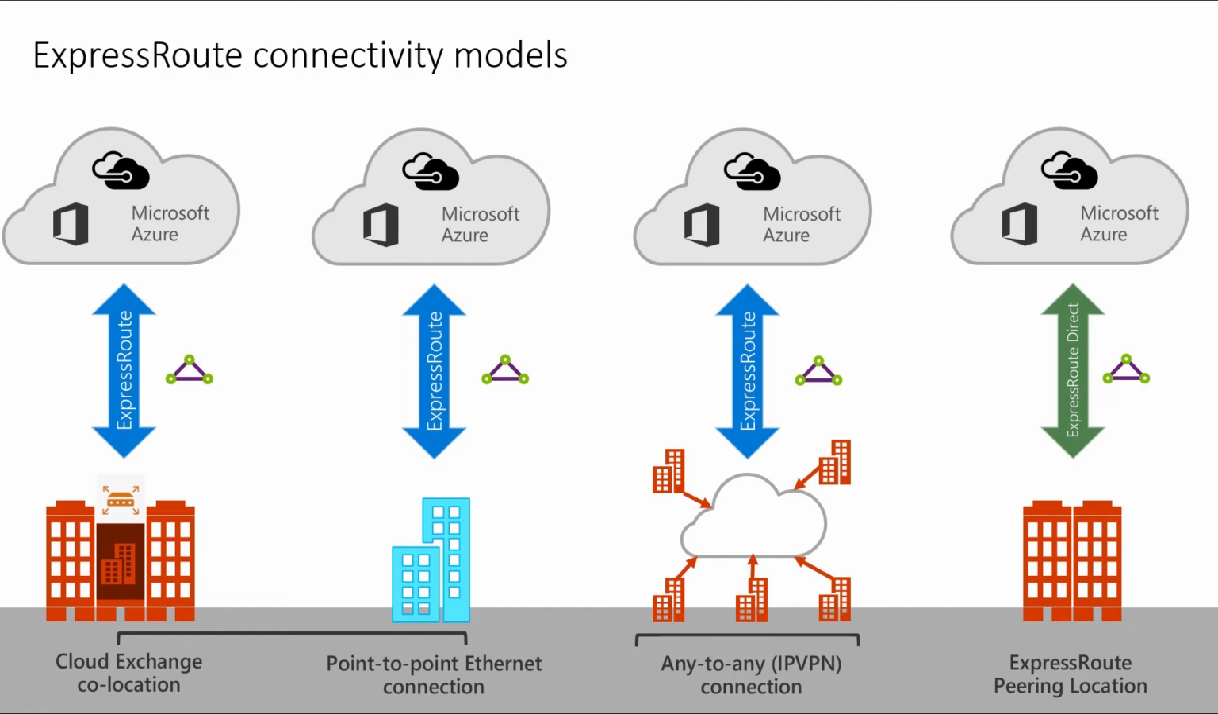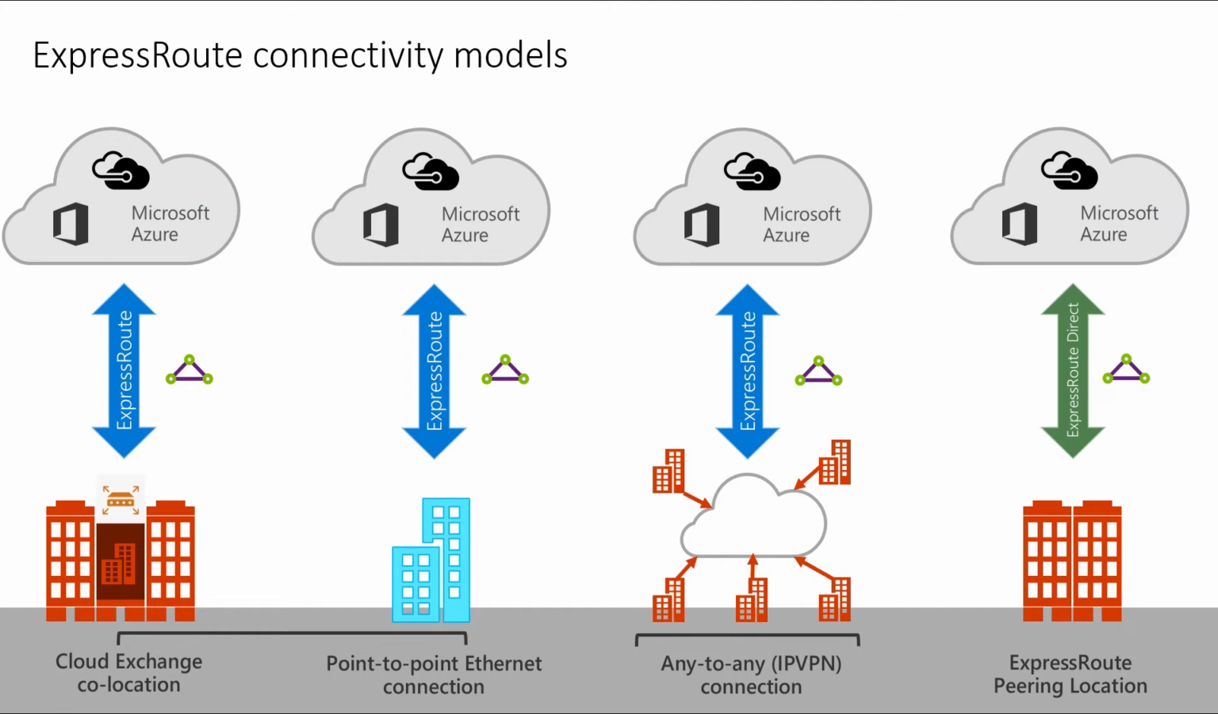For the first option, if you are co-located in a facility with a cloud exchange provider, you can order a virtual cross connection to Microsoft Cloud through the co-location provider's Ethernet exchange. Okay, the co-location provider can offer layer 2 cross connection or managed layer 3 cross connection between your infrastructure and the co-location facility.